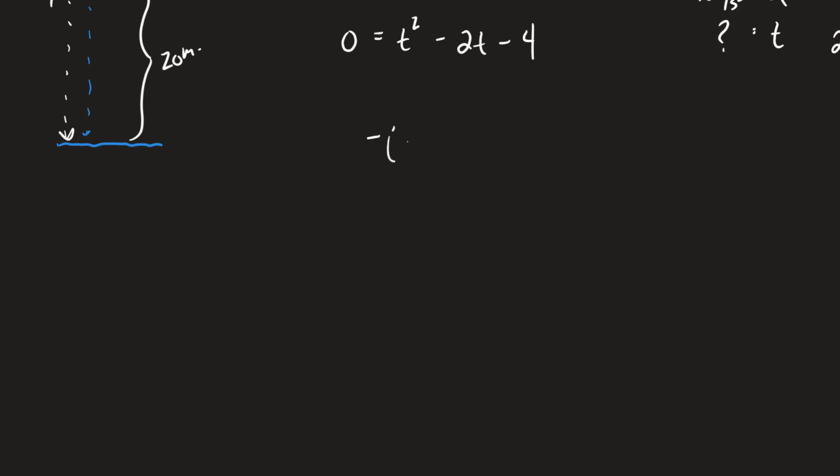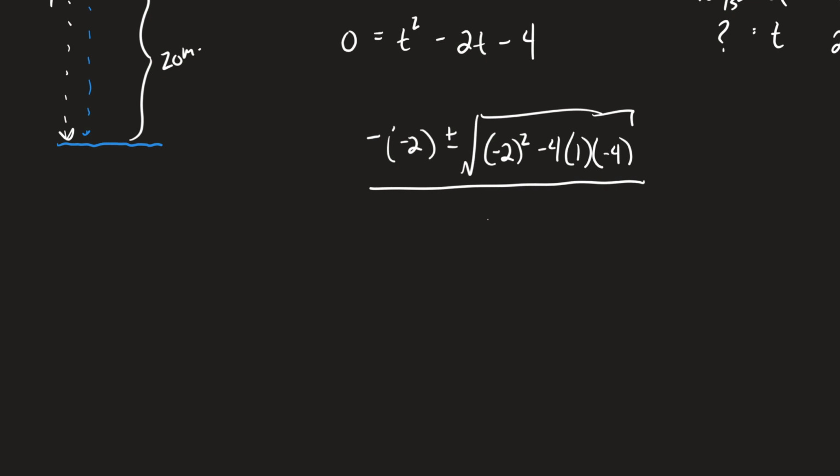So negative b plus or minus the square root of b squared minus 4ac divided by 2a. All right? This is what b will equal. There's also completing the square, but I don't remember how to do completing the square. Do you guys? Once I learned this, I stopped doing completing the square.